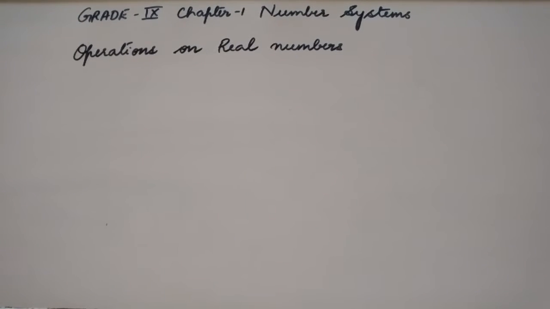Grade 9, Chapter 1, Number Systems, Operations on Real Numbers. In this video session, let us look at some examples of adding, subtracting, multiplying, and dividing the irrational numbers. Let us look at the first example.